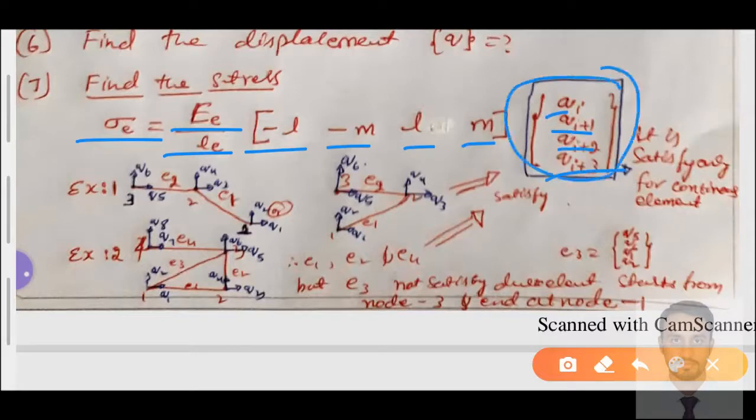This equation is only satisfied for a continuous element. If there is a discontinuous nodal element, like in a 4 bar truss, where element number 3 starts from node number 3 and ends at node number 1, this will not be satisfied.